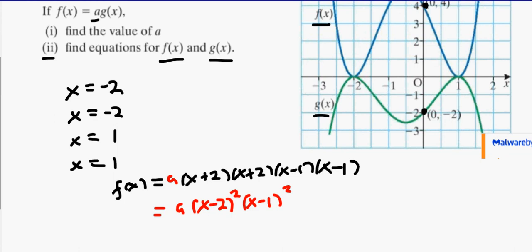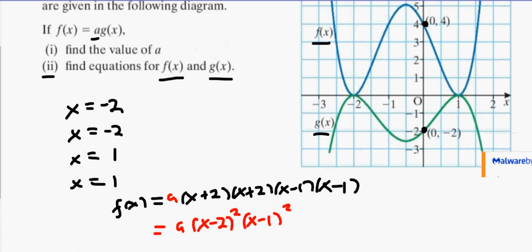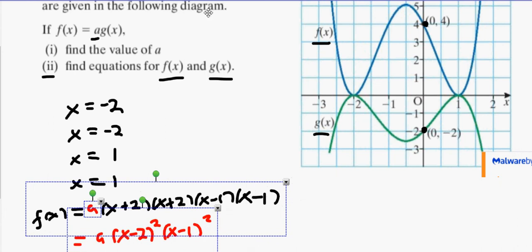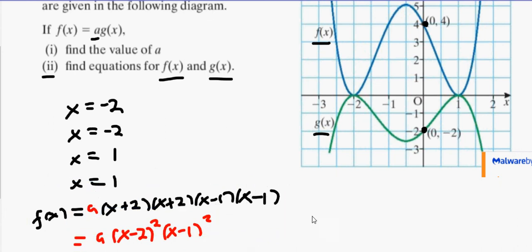Alright. The point 0.04, lads. Would you also agree this also works for g of x? Why does it also work for g of x? G of x has the same roots. Would you agree with that?